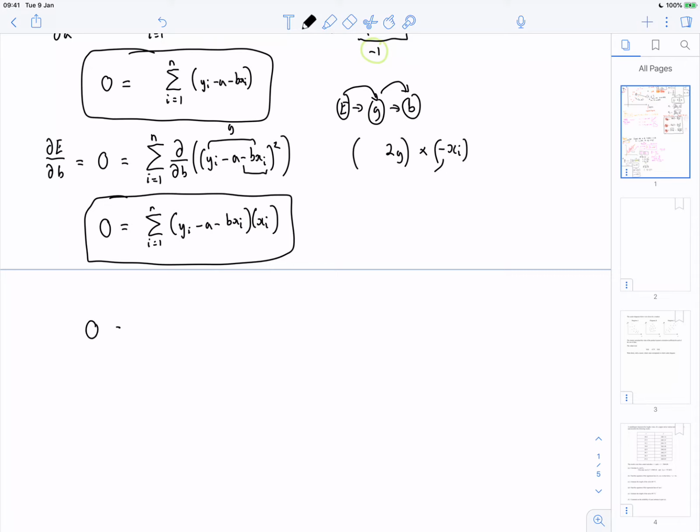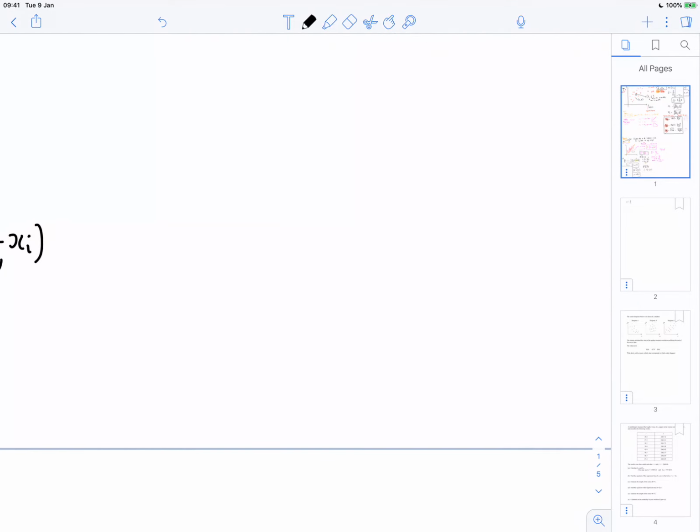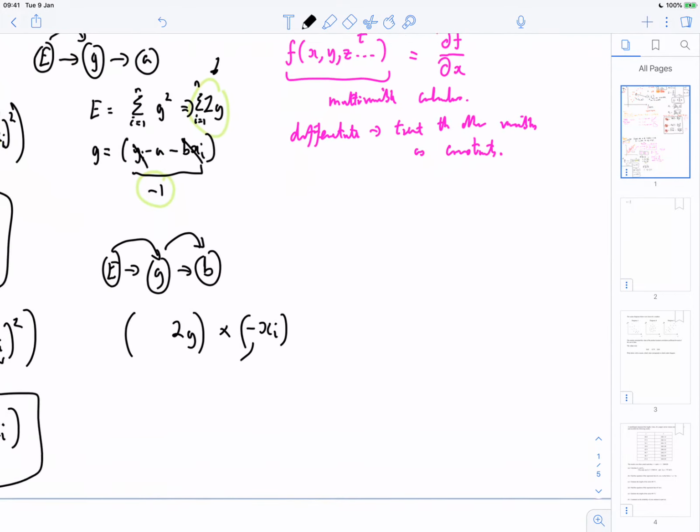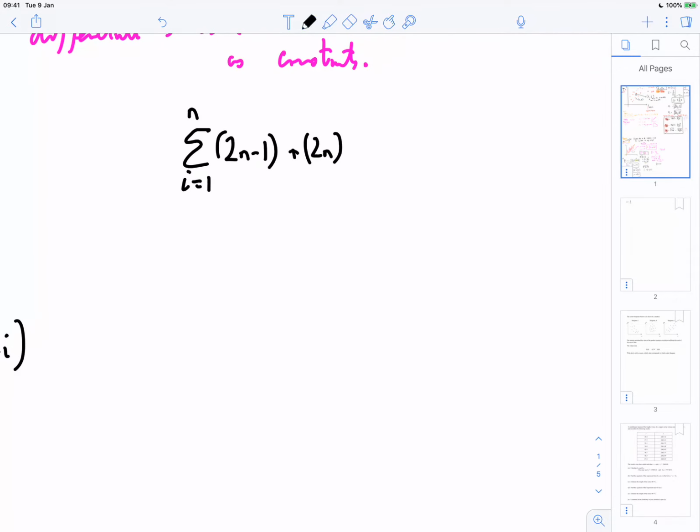Well, I've got 0 equals the sum from 1 to n, and another point of summations is that I can individually break up the sums. For example, if I've got the sum from 1 to n of, say, 2i minus 1 plus 2i, and you'll see where I'm going with this. So what would that look like? These are i's.